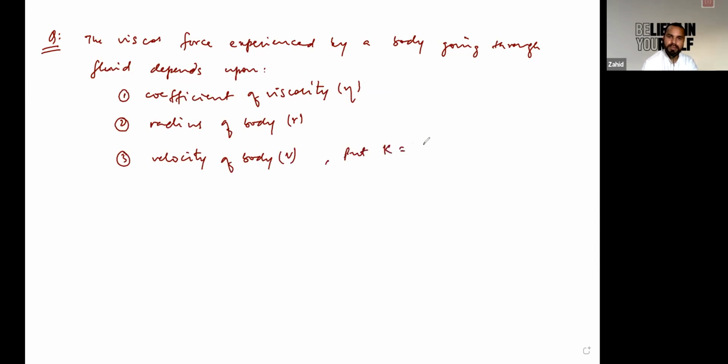Put proportionality constant k to be 6 pi. Dimension formula of eta is ML^-1 T^-1. Dimension formula for radius is capital L, and for velocity is LT^-1. Just put all these values and try to find the formula for viscous force.